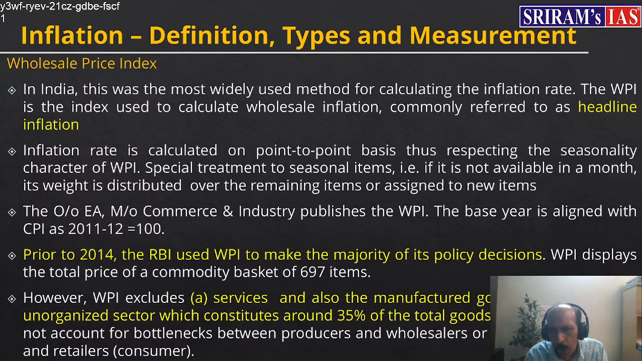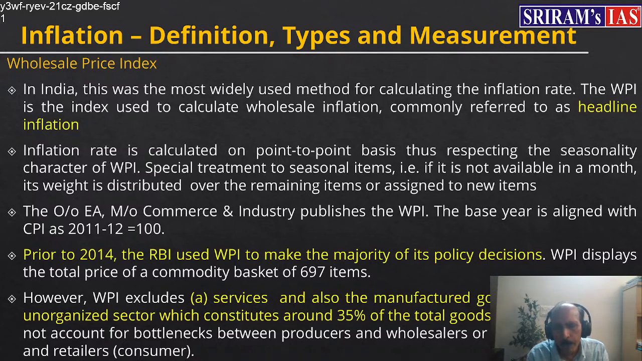In the wholesale price index, we include around 697 items while calculating it. And you should always keep in view that the wholesale price index is not calculated by the National Statistical Office. The wholesale price index is calculated by the Ministry of Commerce and Industry. They publish the wholesale price index number, and the base, as I said, the common base is 2011-12.